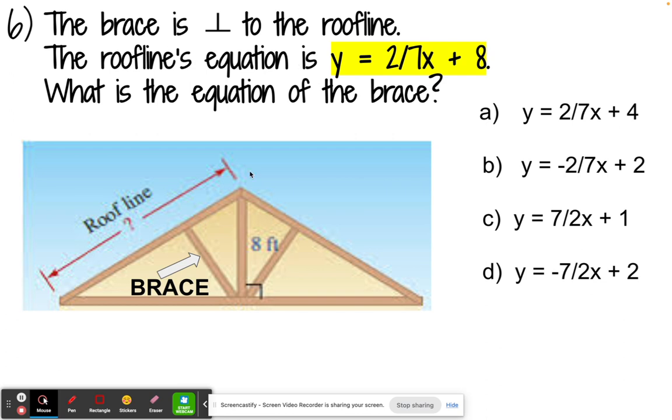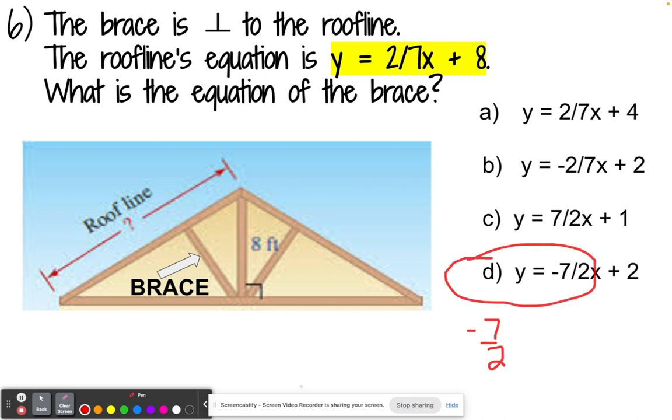The roofline's equation is y equals 2/7 x plus 8. What's the equation of this brace? Well, we know that it has to be an opposite reciprocal. What is the opposite reciprocal of 2/7? That's going to be negative 7 over 2. So I don't even need to know what my intercept would be. The only one that has the correct slope for a perpendicular line is D, negative 7 over 2.